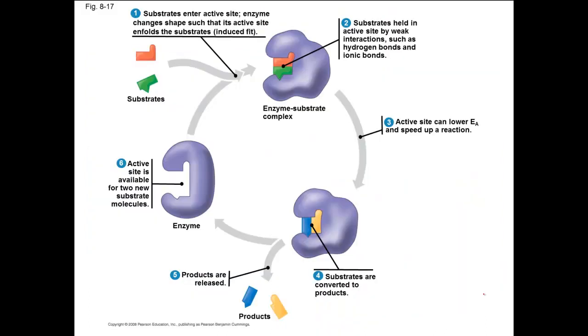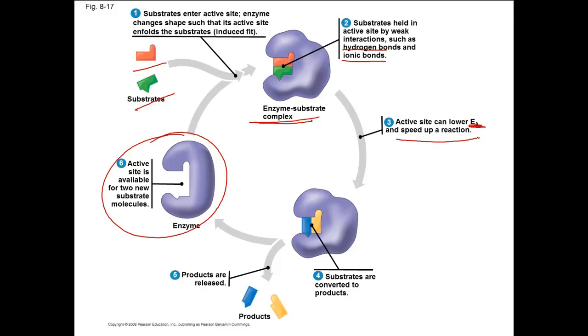Okay, so any reaction, briefly, this is the way it would be. This is your enzyme and it has two different substrates coming together. They are held together by weak interactions in the active site, such as hydrogen bonds and ionic bonds. The active site lowers the activation energy and speeds up the reaction. The substrates are converted into products. Once they are converted into products, that space is not right for them and the fit is no longer right for them, so they are released out. Once they are released out, this particular enzyme is free to take in more substrate.